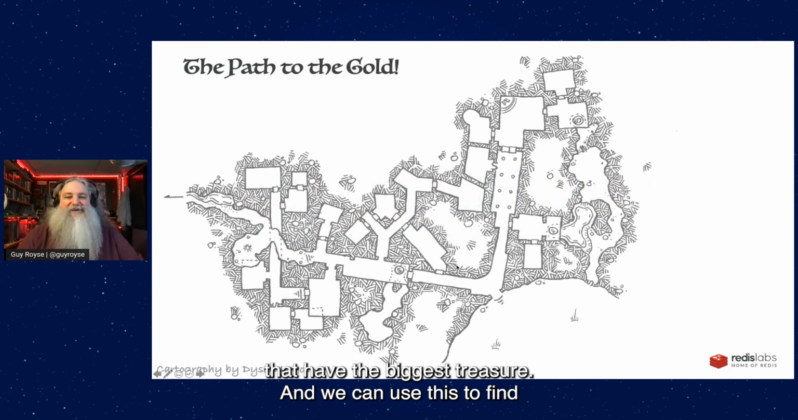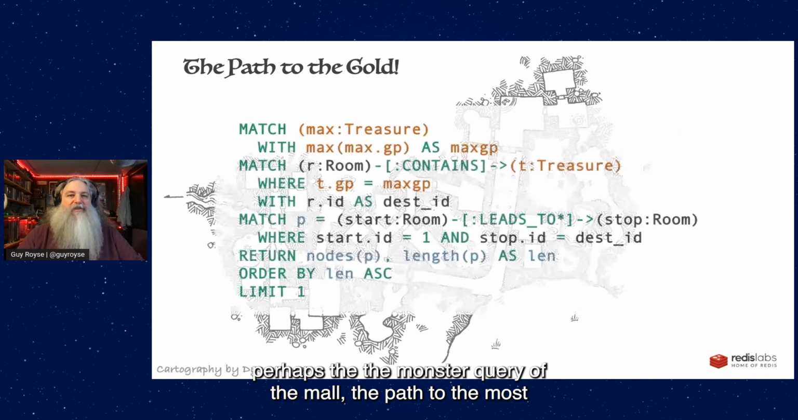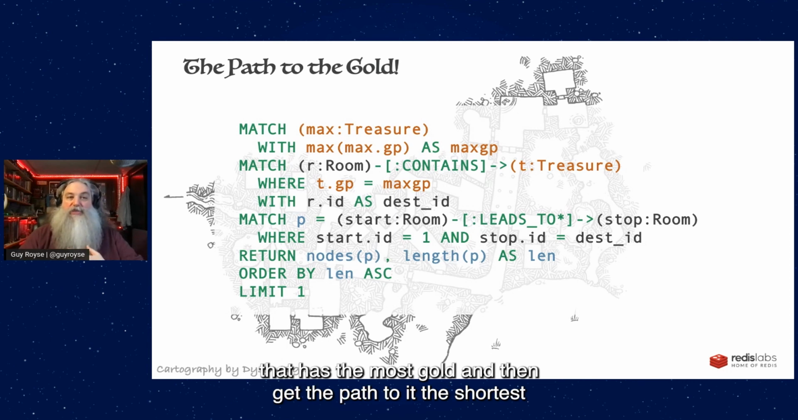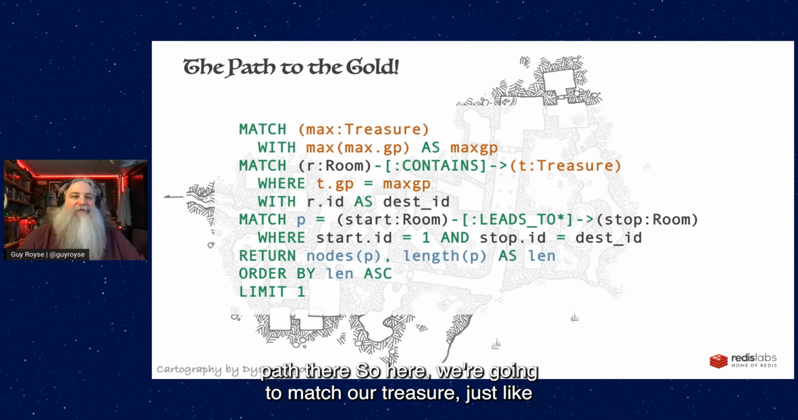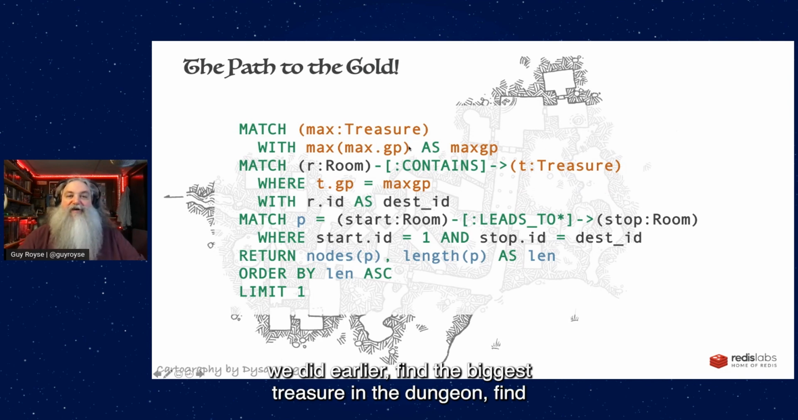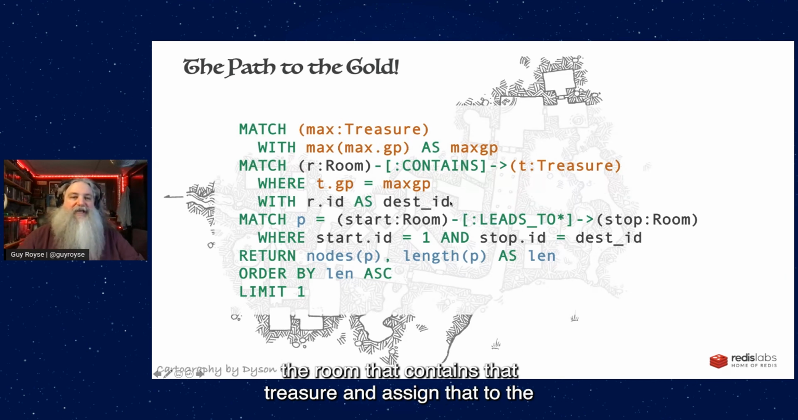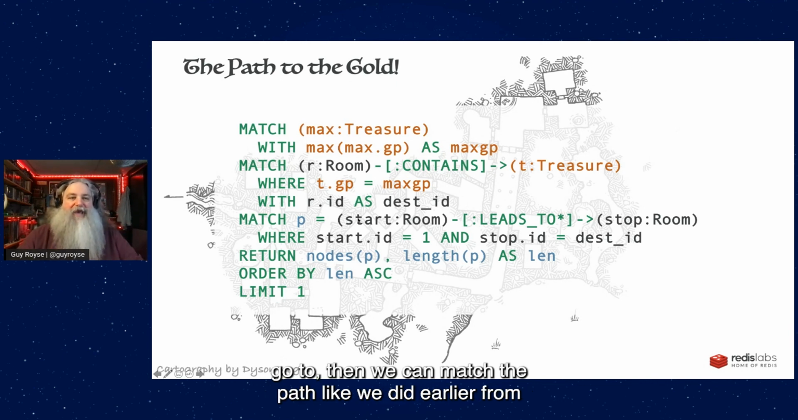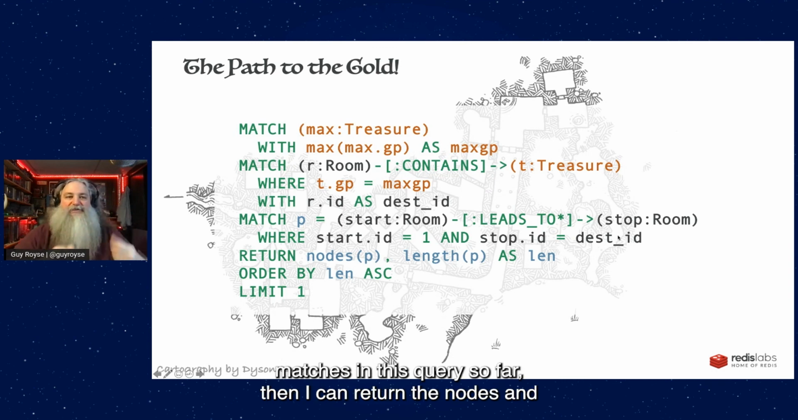And we can use this to find perhaps the monster query of them all, the path to the most gold. So assuming I start in room 1, I want to find the room that has the most gold and then get the shortest path to it. So here we're going to match our treasure, just like we did earlier. Find the biggest treasure in the dungeon, find the room that contains that treasure, and assign that to the variable dest ID. So this finds the room that we want to go to. Then we can match the path like we did earlier from the start room to the stop room. And the stop room is the room that we found in our previous match. So we've got 3 matches in this query so far.